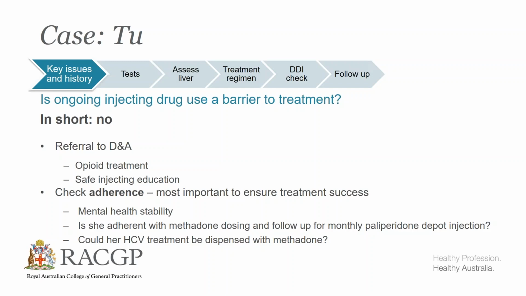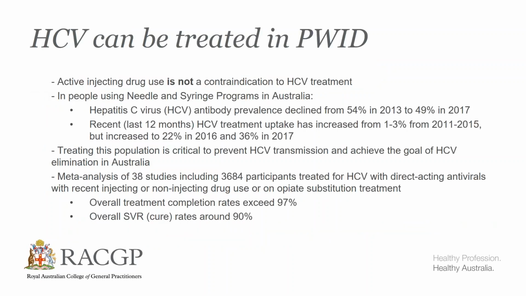So we know that her mental health stability has improved. We know that she's getting the regular methadone dosing. She's only missed it once in the last month, and she is getting her depot injections. If she is attending for the methadone, you could consider that she could have the treatment dispensed with that. So there's all those sorts of things to consider. So no, she should not be denied treatment. And there's good evidence behind that as well.